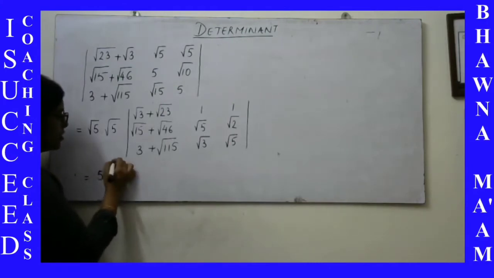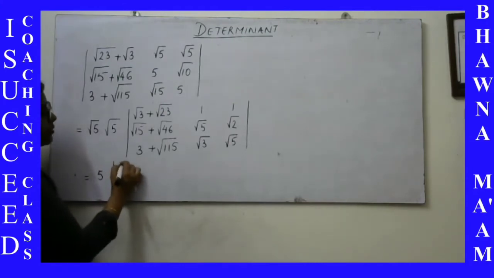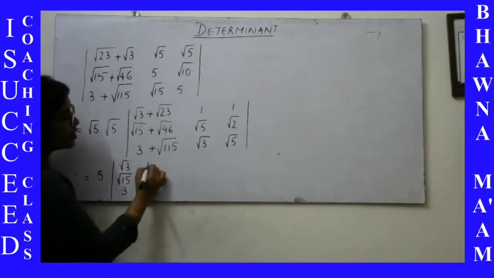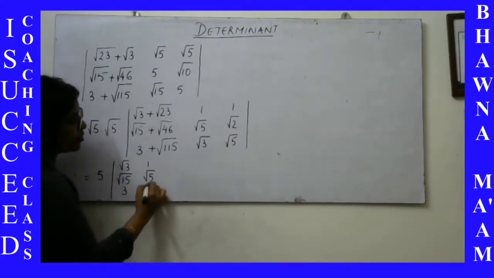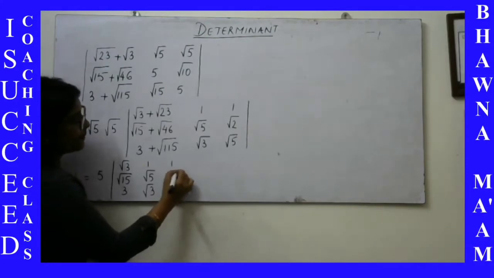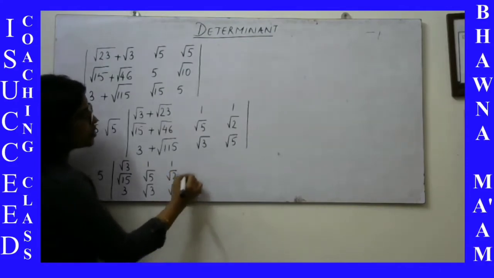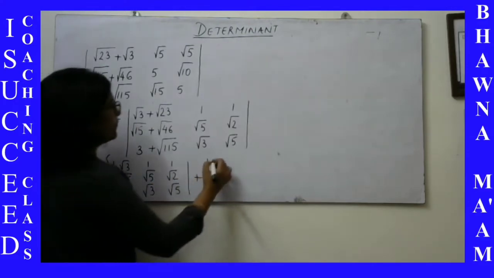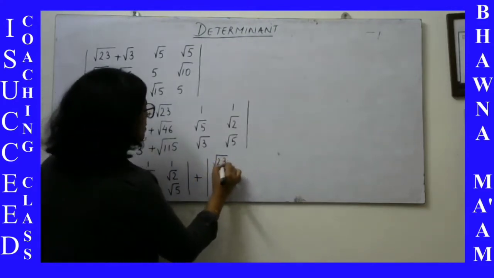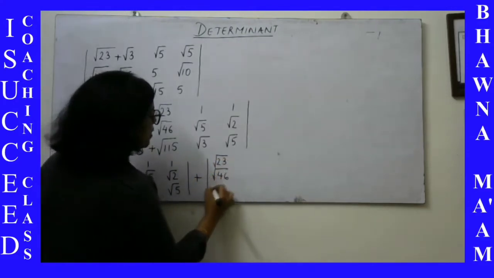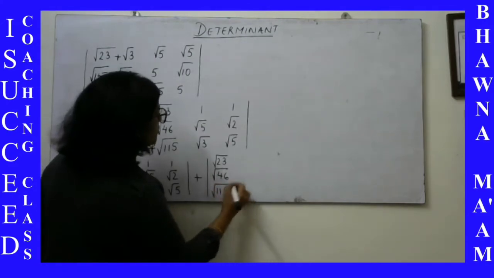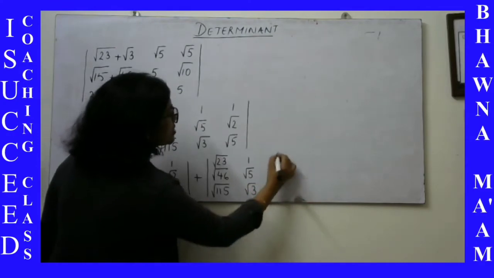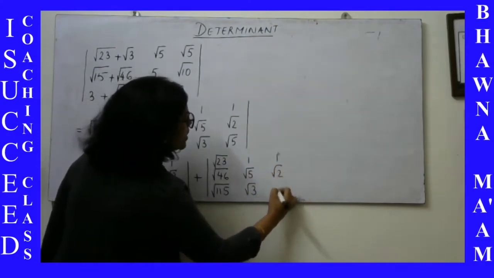And my first determinant will be the first entries of the first column, and the summation one I will put behind. I'll take a common 5 there. So root 23, root 46 and root 115. The rest, second and the third column, will be as it is.